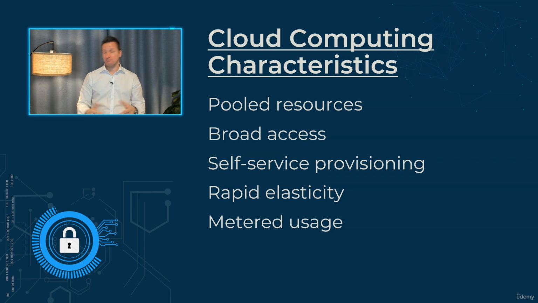Rapid elasticity. This means that pretty much with the click of a mouse, at a moment's notice, we can decide, I'd like another 250 gigabytes of storage, or I'd like to spin up 10 Windows virtual machines. Rapid elasticity. You can provision or deprovision cloud services as you see fit very, very rapidly. The next characteristic is metered usage. What happens in a cloud environment is your usage of cloud services is tracked.